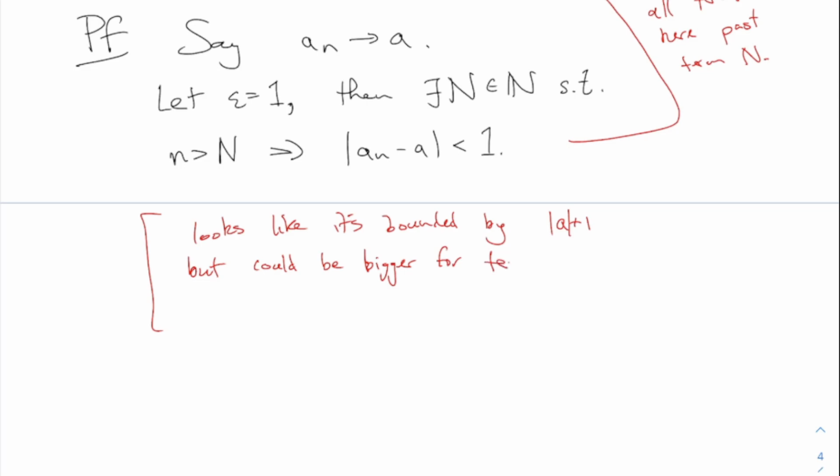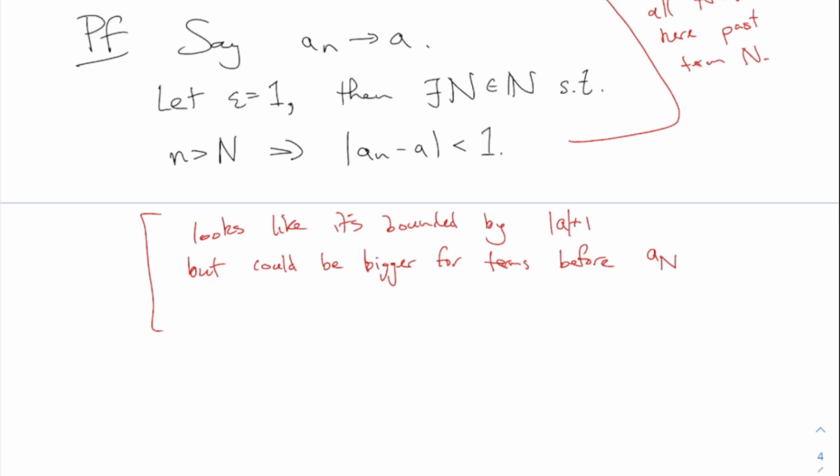For terms before, how about this? Big N, right? Once you hit the big N, then it's inside that little window. But the other ones, who knows? They could actually be outside of that window, which means they could be bigger. But the basic idea of the proof is there's only finitely many of those.